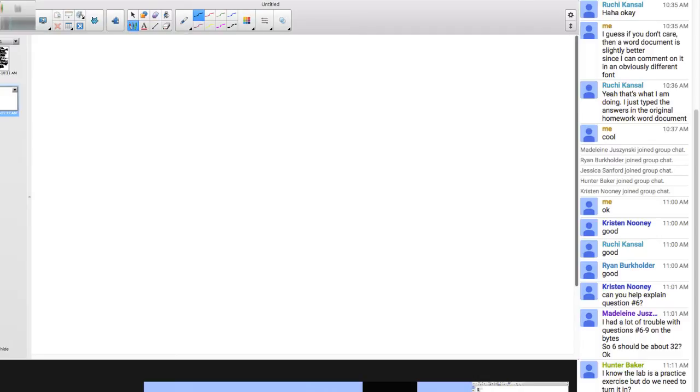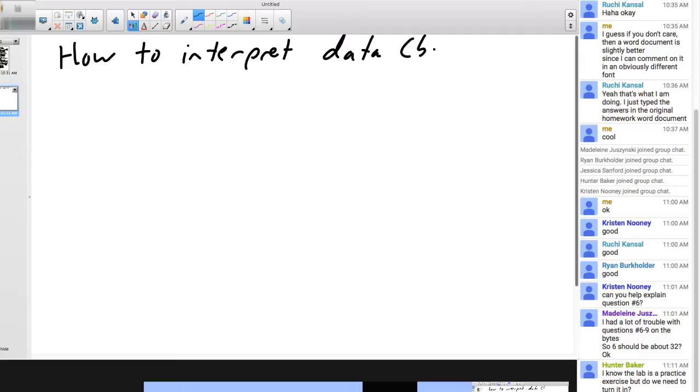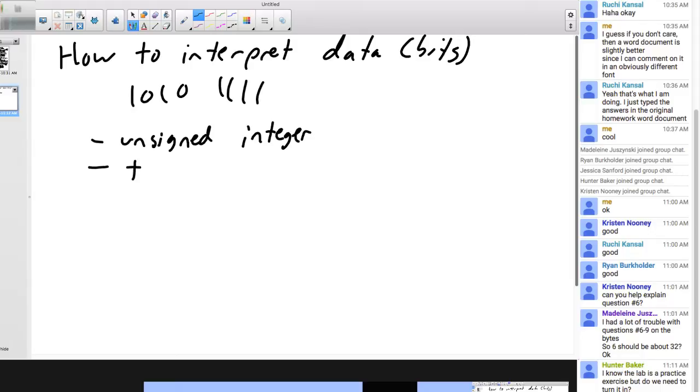So today, what I want to do is talk about how to interpret data, or bits. Remember, if I say to you, what is some random bit pattern, and what does that mean? The answer is always it depends, because it depends on how you interpret it. So we've seen how to interpret it as unsigned integer, two's complement signed integer. We did a little bit of signed magnitude. I mentioned probably ASCII character.